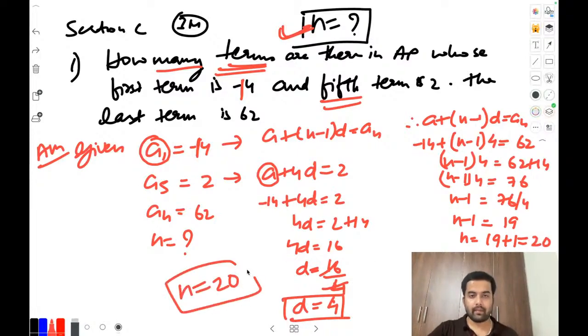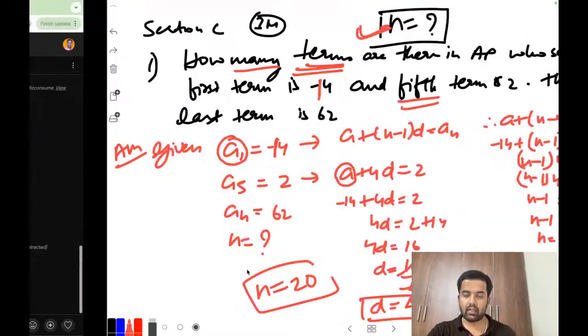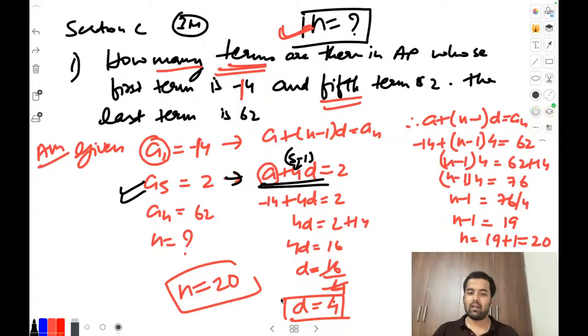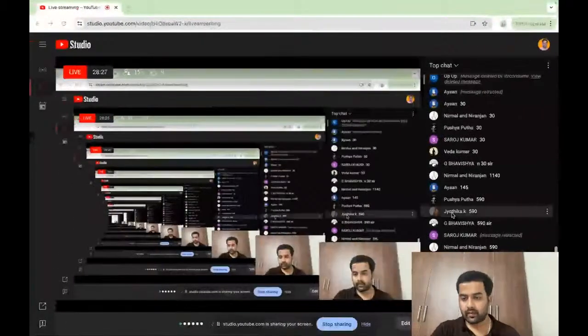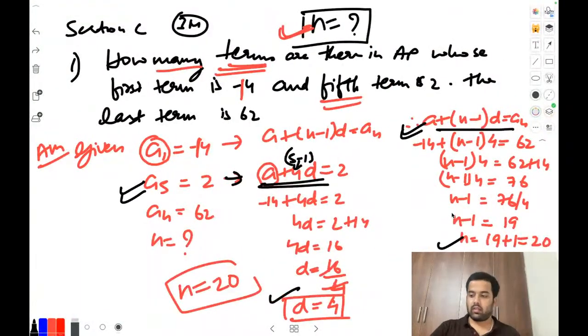That's all. Let me check how many have got the same answer. Yes. Those who got 20 as the answer, that is the correct one. See what we did here. With the help of this a5, we had to figure out the equation first. So a5 becomes a plus 4d only. What we did? 5 minus 1 actually, so 5 minus 1 becomes 4. And then we got the d value from this. And again, we kept the same formula and we kept all the values. We got the n answer. Okay, everyone? Yeah, fine. Bhavishya and all. Nirmal. Good. Okay, first one done.